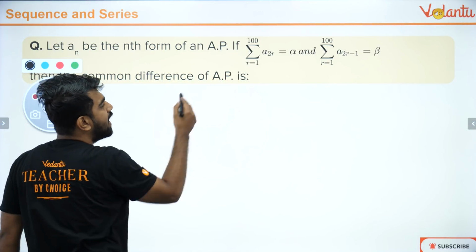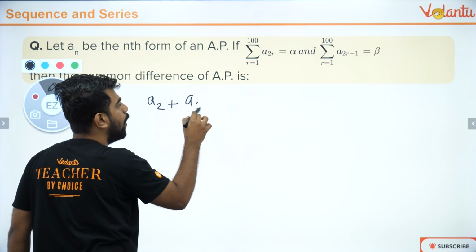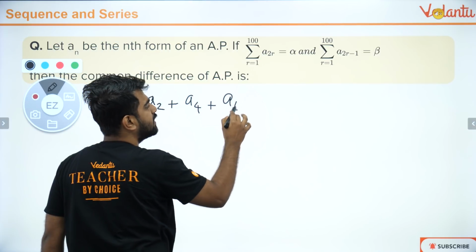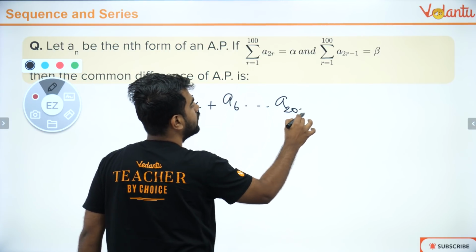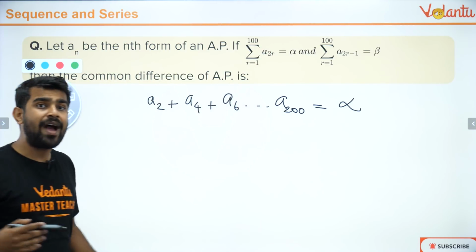So what is a_2r? When r is 1, it will be a2. When r is 2, it will be a4. When r is 3, it will be a6, and all the way up to a200. Because when r is 100, it will be a200. That is equal to alpha. Now I have a better picture.